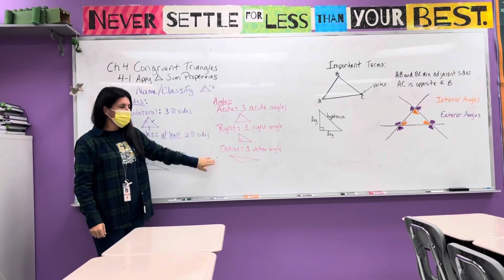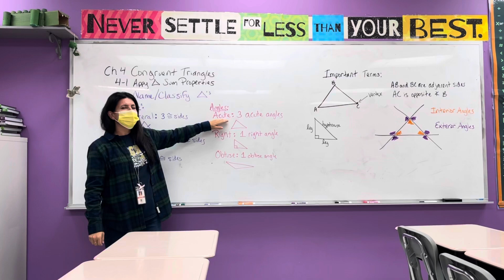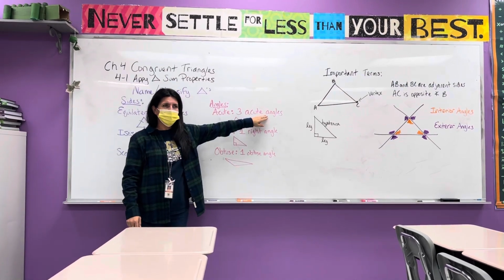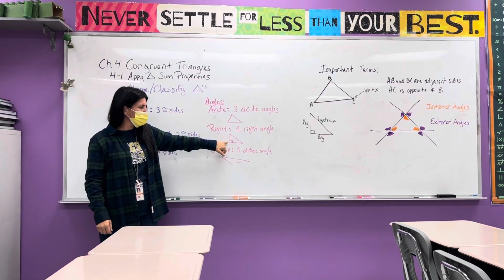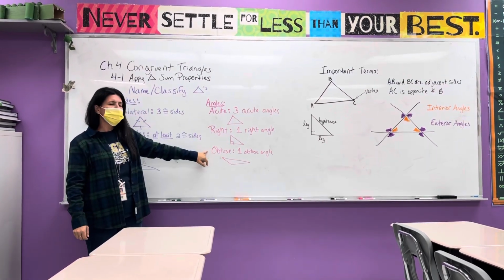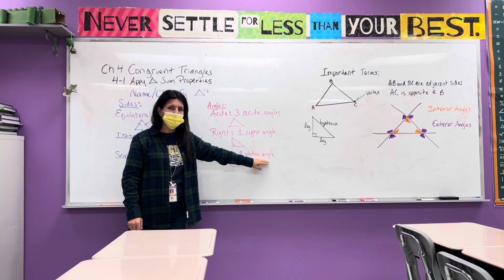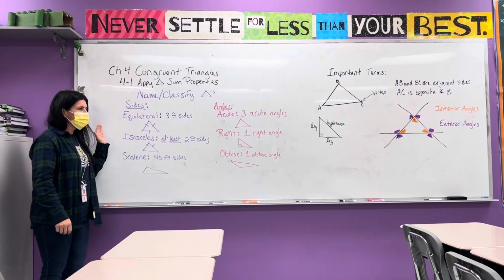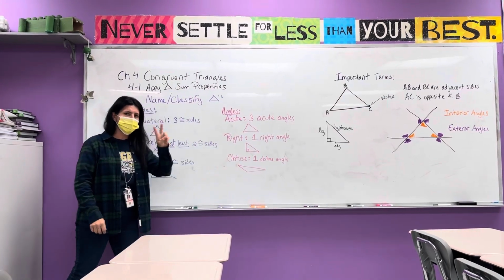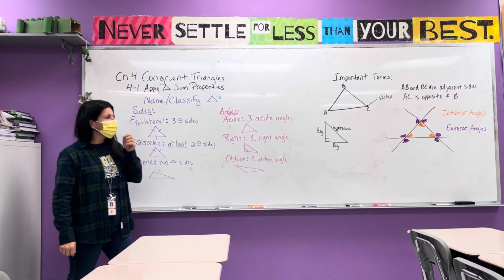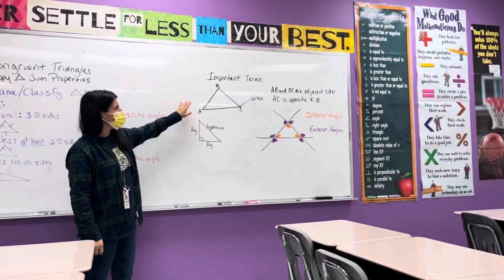Classifying using angles. We have acute triangle because you have 3 acute angles. A right triangle has 1 right angle, and an obtuse triangle has 1 obtuse angle. So keep in mind, you can label any triangle using the sides and the angles. You should have 2 names there. Moving on to some more important information here.